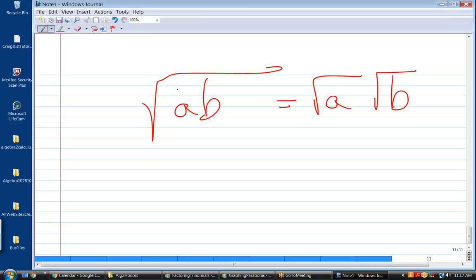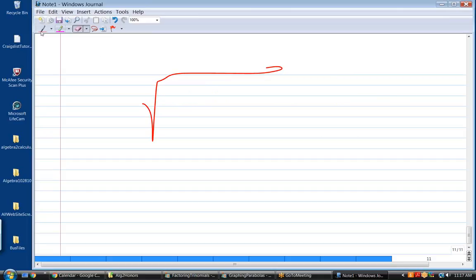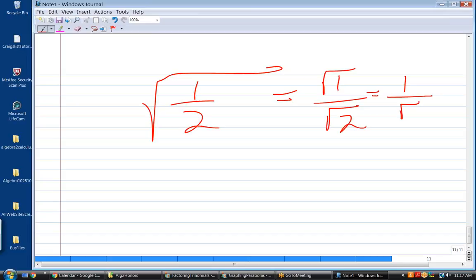Well, in here, before, it was 16 times 5. So I could separate it out into the square root of 16 times the square root of 5. Okay, well, same thing with division. You have division going on, you can change it. That's going to be equal to the square root of 1 over the square root of 2. Well, the square root of 1 is 1. Square root of 2 is an irrational number.